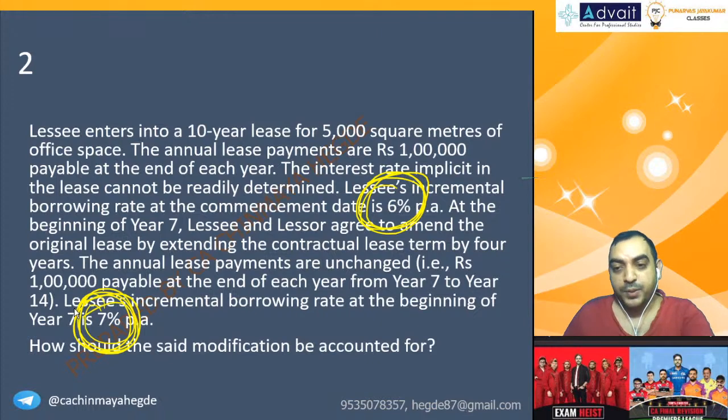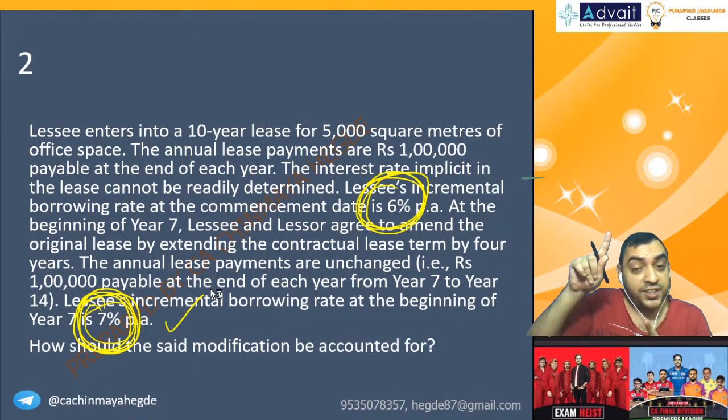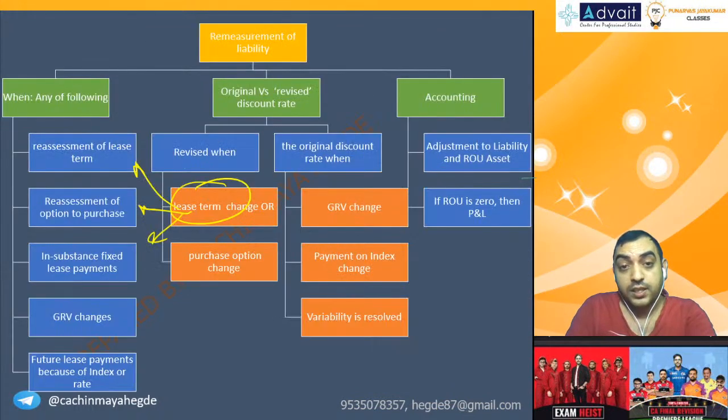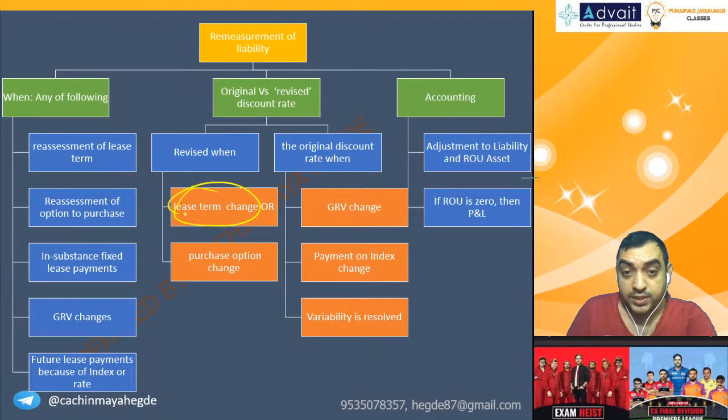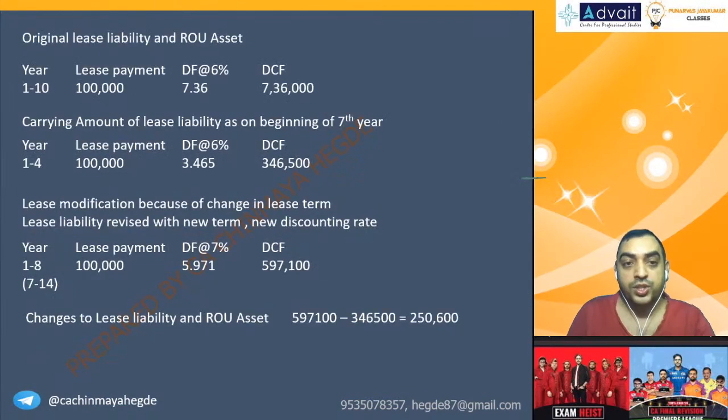Okay, 7%. People are getting it. And if this problem was lease remeasurement, then would you have used 6% or 7%? If it was lease remeasurement, a lease term change, you would have gone for the revised rate only. But for these things, you would have gone for the original rate. I hope your points are clear. Let me give you the solution now.